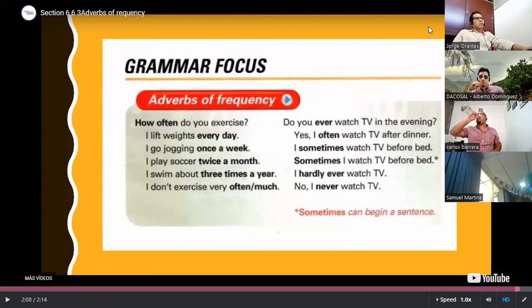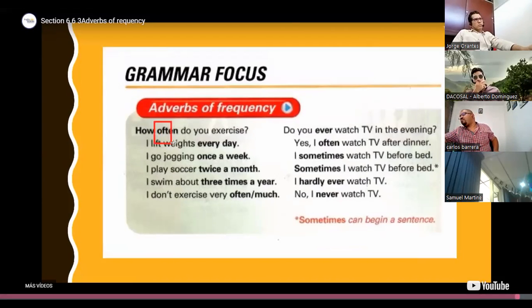How often do you go to work? How often do you go to the supermarket in a week? Okay, those are very similar questions in order to know about frequency. Si se fijan, desde ya en the question, ya estamos utilizando un adverb of frequency. Este es un adverbio de frecuencia. Entonces, desde que veamos esta pregunta, ustedes saben que tienen que expresar frecuencia, frequency, okay?